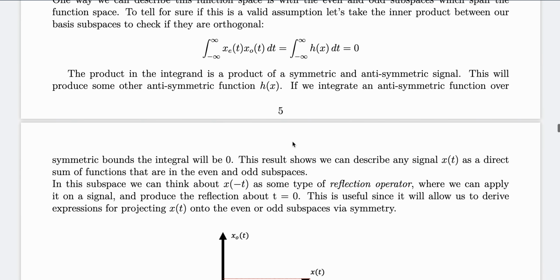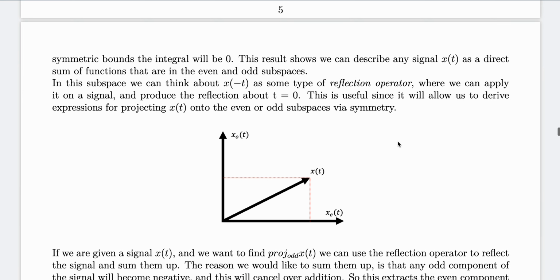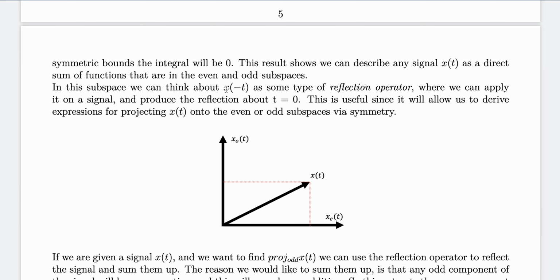And it is valid to think about this as some sort of projection problem, where we can have some arbitrary space that looks like this, where x of t can be some vector that is a linear combination of an even function and an odd function. So in this subspace, something that's going to be very crucial in deriving the formulas is this x of negative t, which I'm calling some sort of reflection operator, where we can apply that on a signal and think about what that reflection does in terms of symmetry.